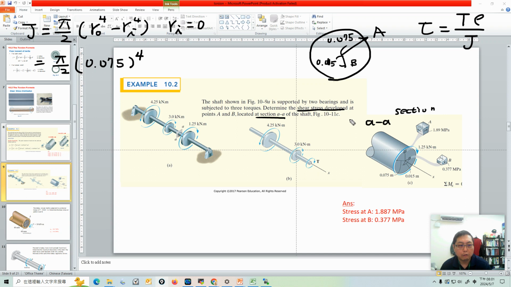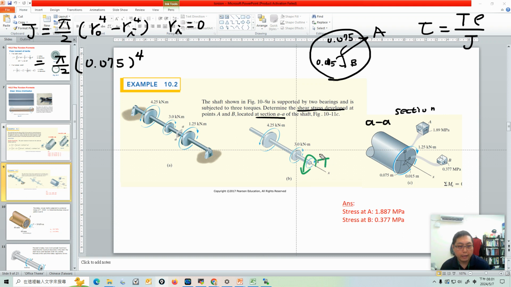Another thing we have left is the torque at the AA section. How do we find the torque at the AA section? We need to use once again the cut section method. Here is the cut section from the textbook. We cut the AA section here. The textbook already assumed the torque at the AA section is clockwise, but my habit is to assume everything is counterclockwise. To me it's more convenient, so I assume T is counterclockwise.